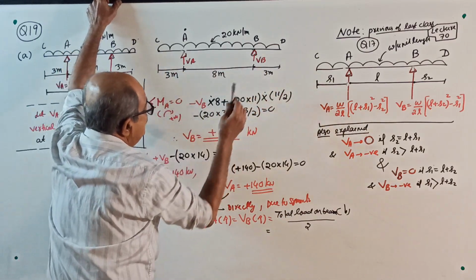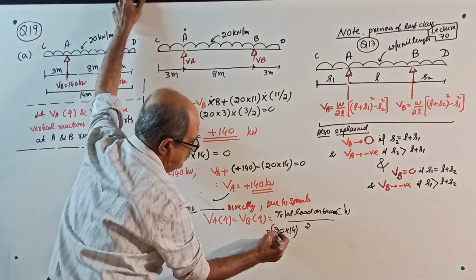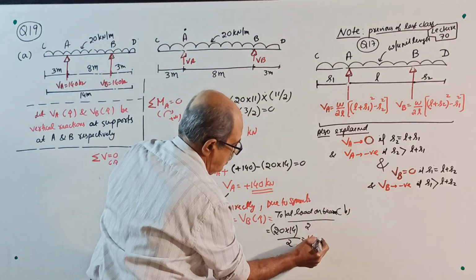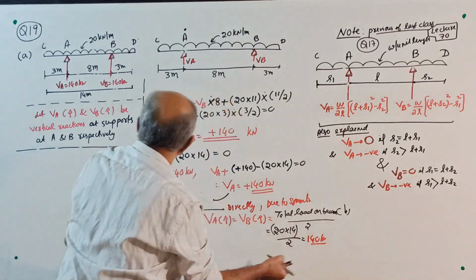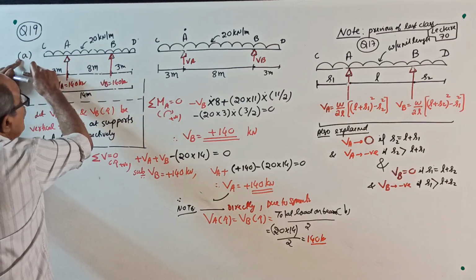20 kN per meter for 8 plus 3 plus 3 is 14. 20 into 14 is the total load, divided by 2. Your answer will come 140 kilonewton. No sign now. Therefore, once again enter the answer. So question 19 A over.